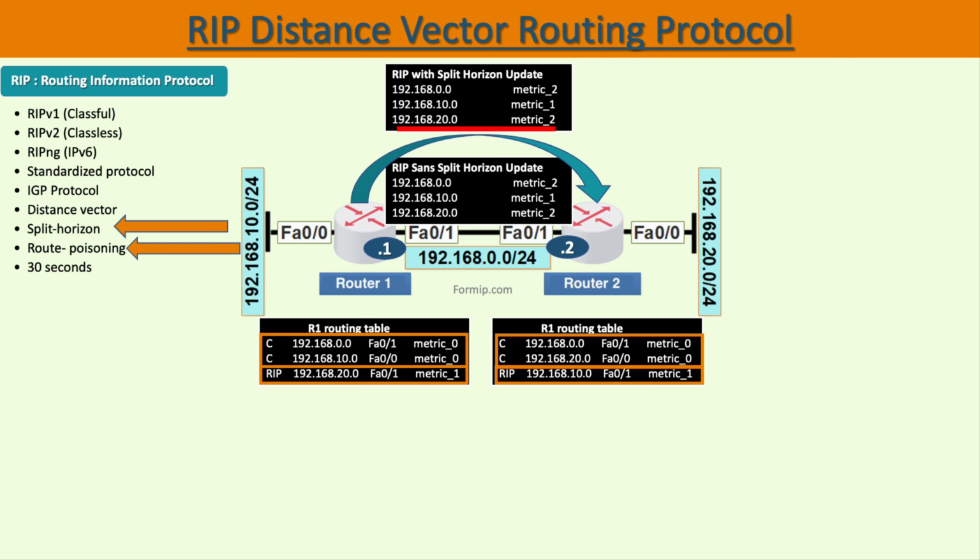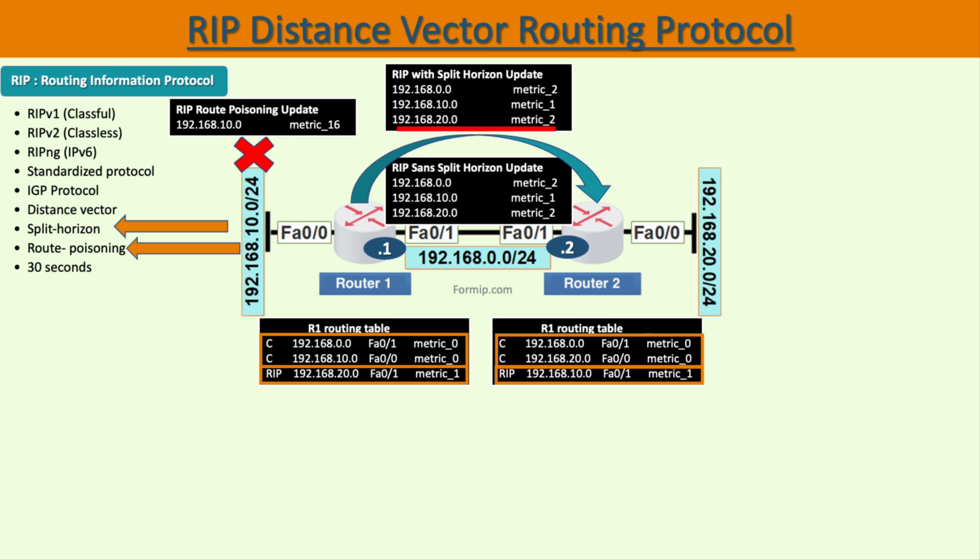Route poisoning is used to remove unavailable networks from the routing tables. For example, if the network 192.168.10.1 becomes unavailable, a RIP update will start from router 1 to notify router 2 with an infinite metric for that unavailable network. The infinite metric for RIP is 16. This way, if packets arrive at this network on router 2, it will allow it to delete it directly without passing it to router 1.